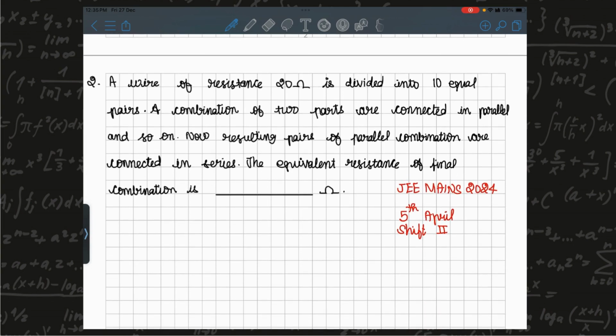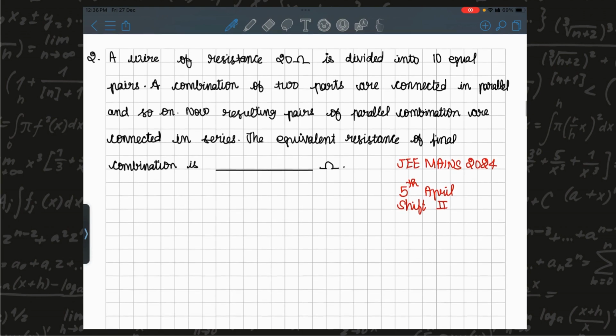Okay, this question was asked in JEE Mains 2024. The question says, a wire of resistance 20 ohms is divided into 10 equal parts. A combination of two parts are connected in parallel, and so on. Now, resulting pairs of parallel combination are connected in series. The equivalent resistance of final combination is.